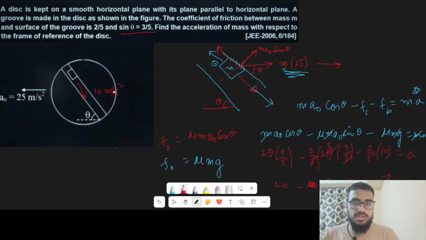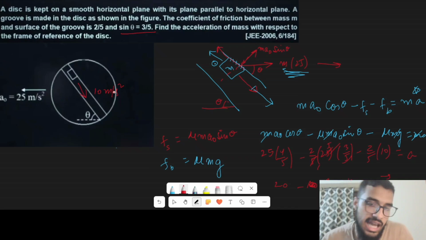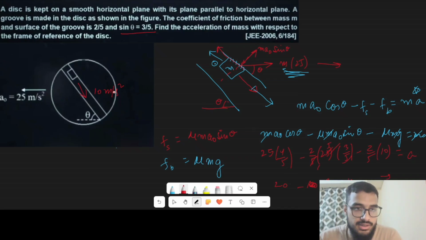I hope you got this question. It is a simple question, but it can be explored more, because you have to visualize the friction happening due to the two sides, the relative motion of the two faces of this block with the groove. So this was it for today's class. We'll see you in the next beautiful problem.